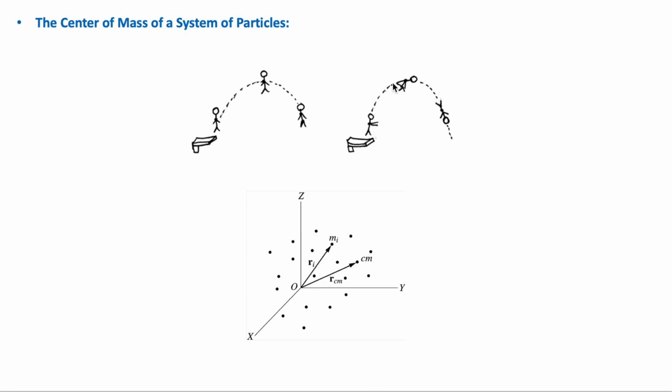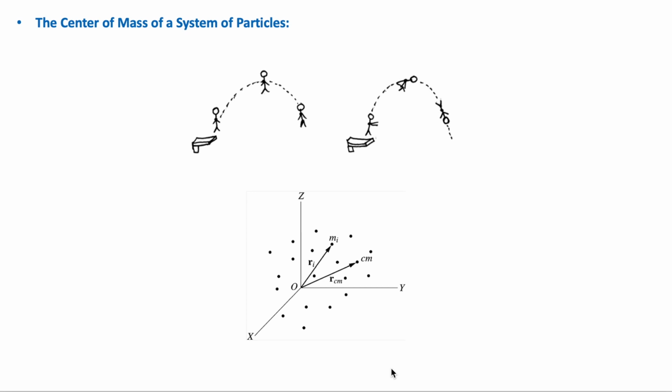And as you can see here, regardless of the person rotating the body, the center of mass of the person still follows a parabolic path, just like a particle. So the motion of the center of mass is like the motion of a particle in projectile motion. And here we have a discrete system of particles, and this is the location of the center of mass. So imagine this system moving as a whole, then you can represent its motion by the motion of its center of mass.